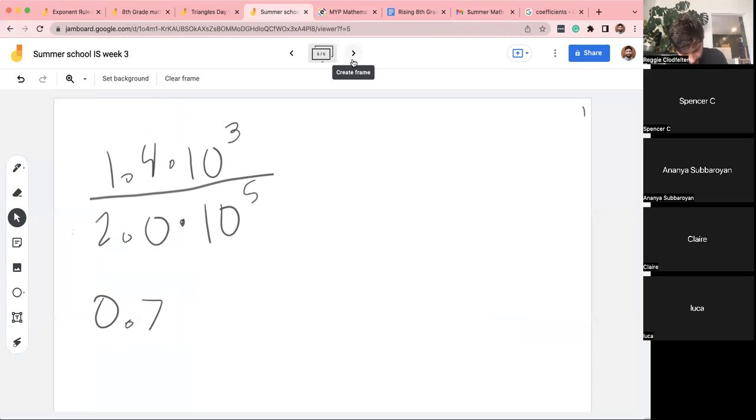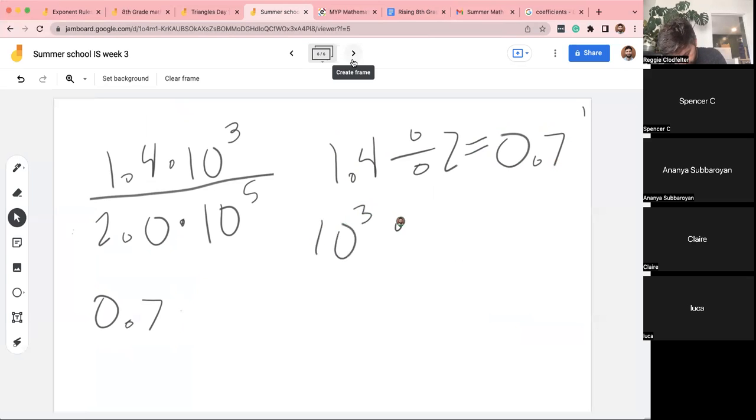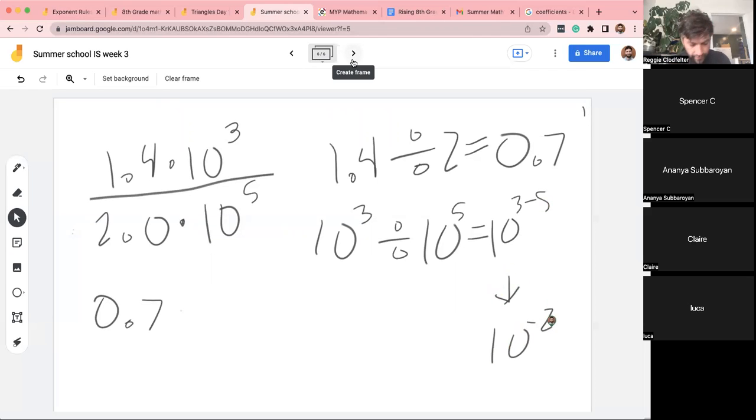So I take 3 and subtract 5. So first I had 1.4 divided by 2 equals 0.7. And then I have 10 to the 3rd divided by 10 to the 5th. So I'm just going to subtract my exponents, equals 10 to the 3 minus 5, or 10 to the negative 2. So I get 0.7 times 10 to the negative second.